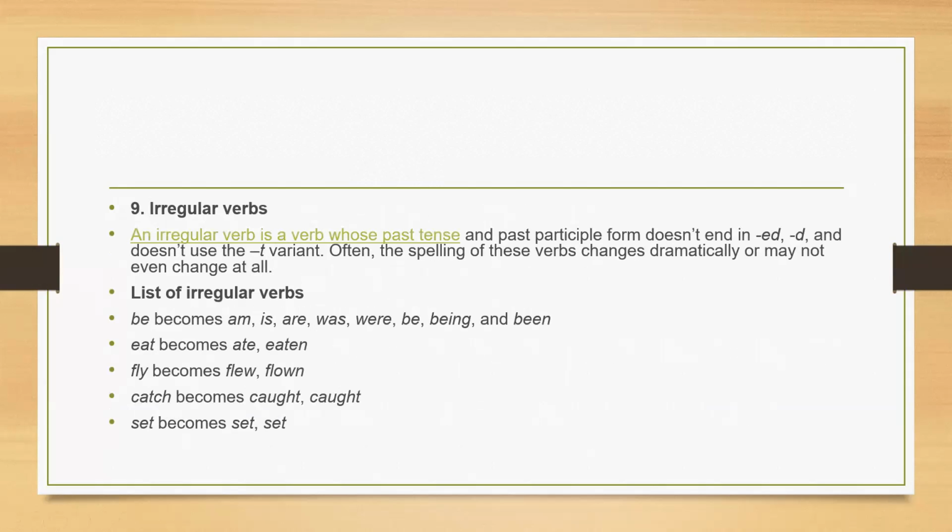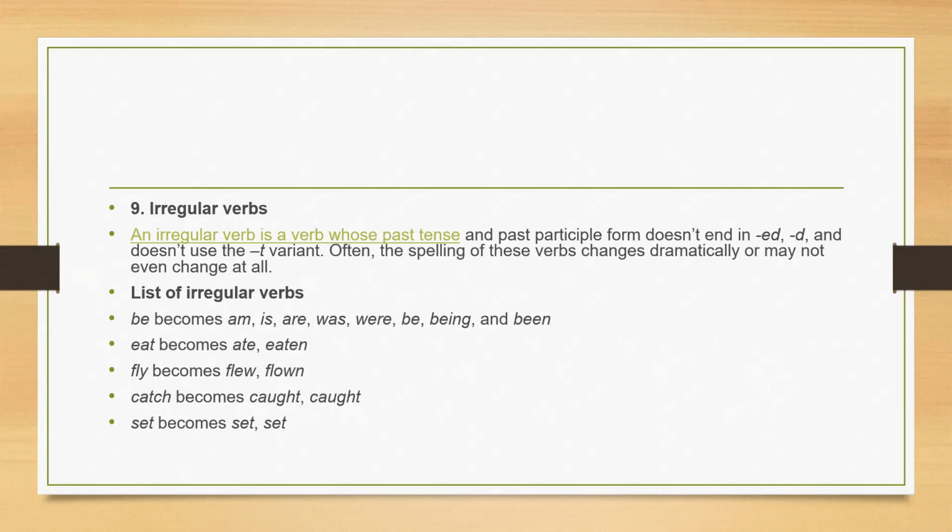Irregular verbs. So, what are irregular verbs? An irregular verb is a verb whose past tense and past participle form doesn't end in -ed and doesn't use the T variant. Often, the spelling of these verbs changes dramatically or may not even change at all.